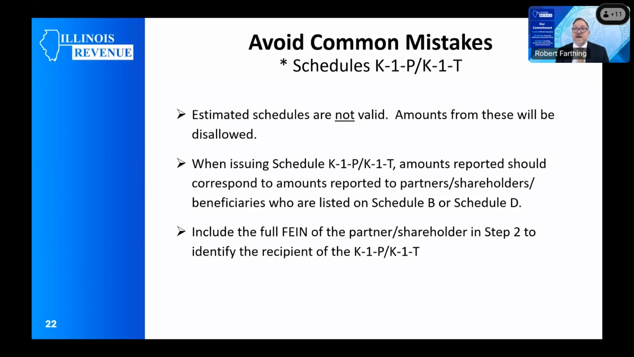When you issue a Schedule K1P or K1T to your partners or shareholders, be sure that the amounts shown correspond to the amounts reported on your Schedule B for your partners and shareholders, or on your Schedule D for your beneficiaries. Be sure to include the full federal ID number of the recipient, partner, or shareholder in Step 2 of the K1P or K1T that you're issuing. Incomplete schedules will cause delays as we process your return.